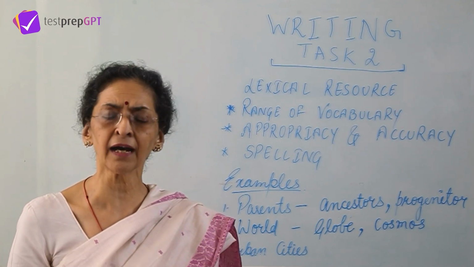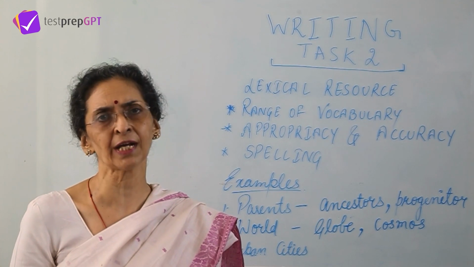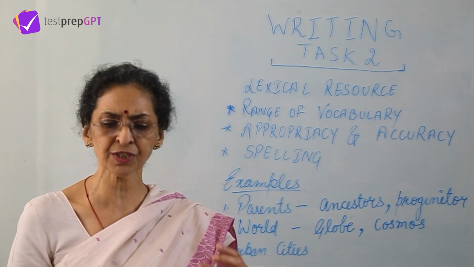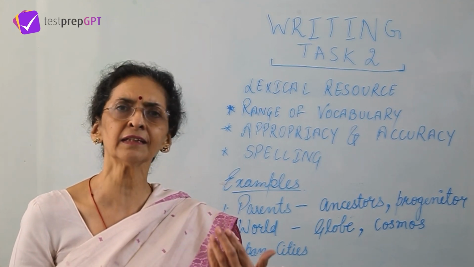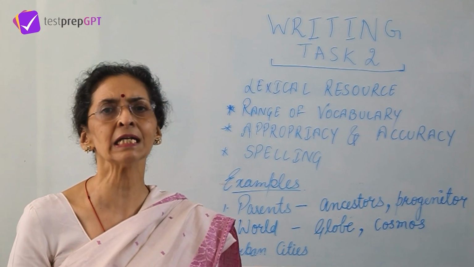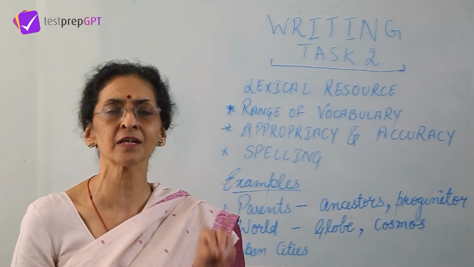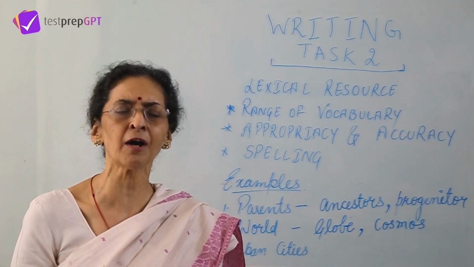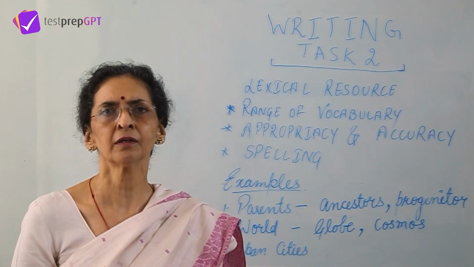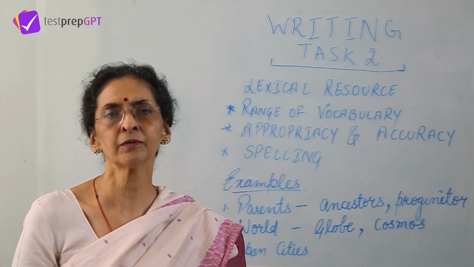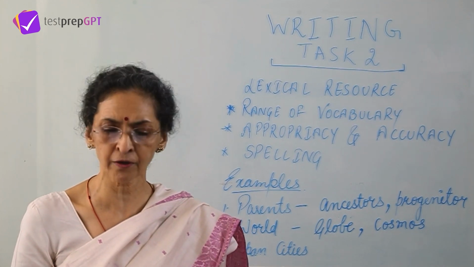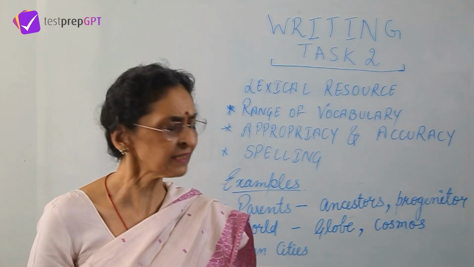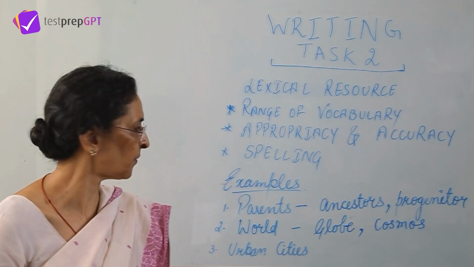And then at 9, your control over vocabulary is so very sophisticated and natural that it doesn't seem as if you have inserted big words just to impress the examiner. It seems to be a part of your natural range of your spoken or your written discourse. Let's have a quick look at some examples.